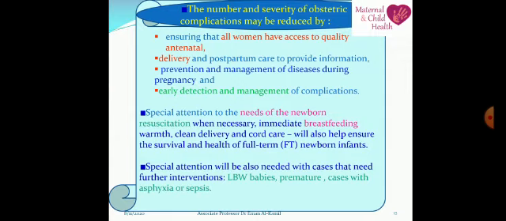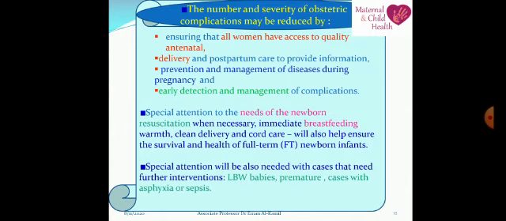Also, we should ensure that they deliver at hospital in order to prevent any complication, and also management during pregnancy and early detection. Complications should be detected and should be managed. Also, special attention should be paid to a newborn who needs resuscitation. We mentioned that some newborns are low birth weight or premature. They need special health care and resuscitation.